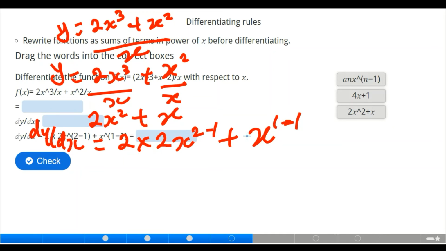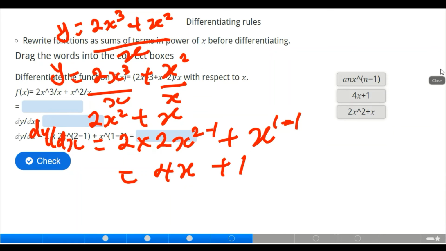The coefficient of x here is 1. So we have 2 multiplied by 2, which gives us 4x^(2 minus 1), that is 1. So we have 4x, plus x raised to the power 1 minus 1. 1 minus 1 gives us 0, so x raised to the power 0 gives us 1. And that is the solution set for that problem.